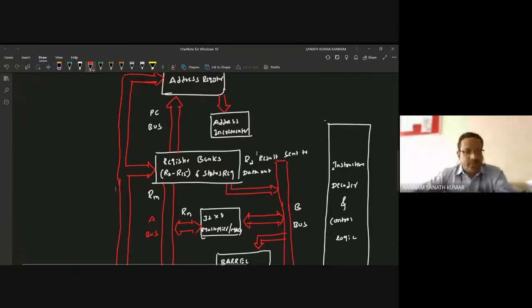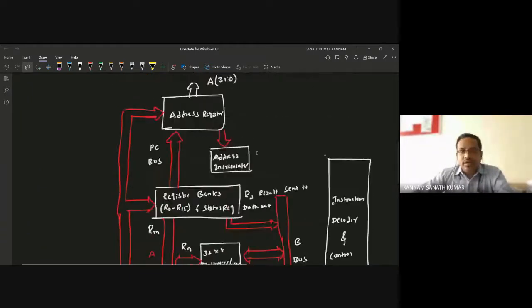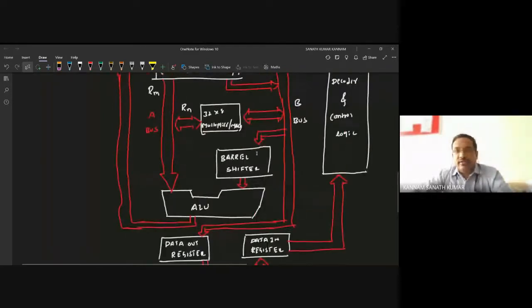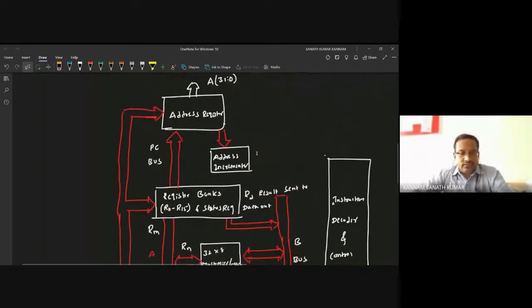Okay, this is the ALU bus. So we'll see each and every part in detail. So here there is one thing.